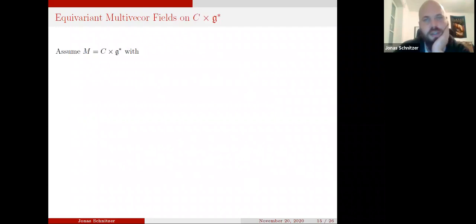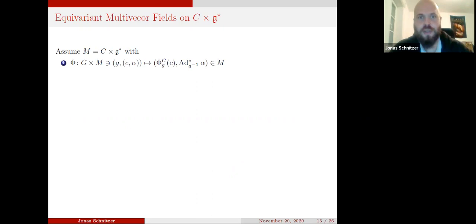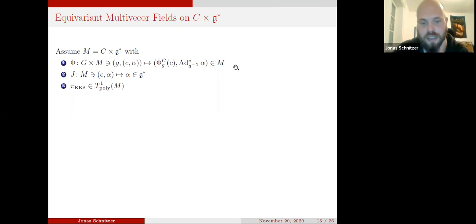Okay, so let's make the baby version of this. We assume that M is C cross G star with a diagonal action. So we have an action on C and we take the co-adjoint action on G star. We have the moment map, which is just a projection on the G star part. And we have the KKS Poisson structure, I mean not the one from the dual of the Lie algebra, but the one if we see G times C as a Lie algebroid, then the dual. What is C? Oh, sorry, I forgot. C is just a manifold. And we have the KKS Poisson structure of the Lie algebroid G times C over C. The dual of a Lie algebroid always has a linear Poisson structure, and this is what I mean by the KKS one.